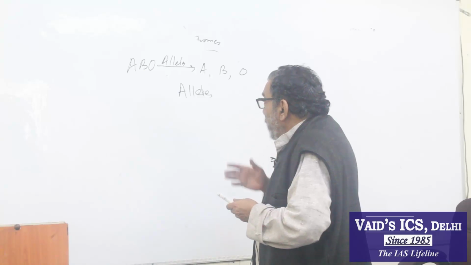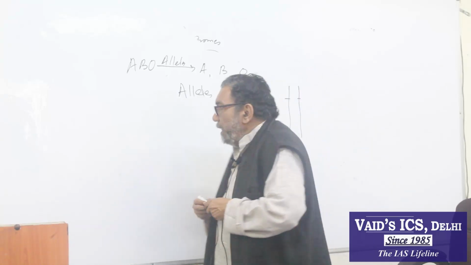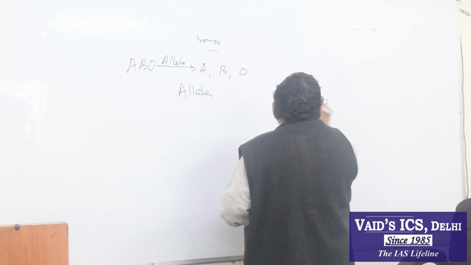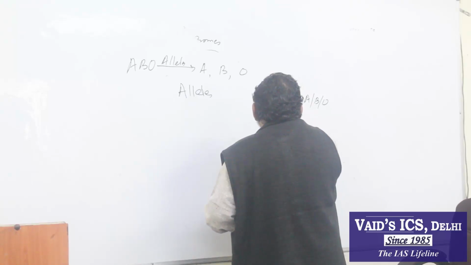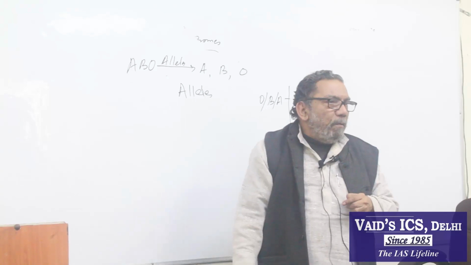A, B and O. Let us say if this is a location of the ABO gene, then any of the 3 can be present here, and any of the 3 can be present here. So, how many combinations will be there?